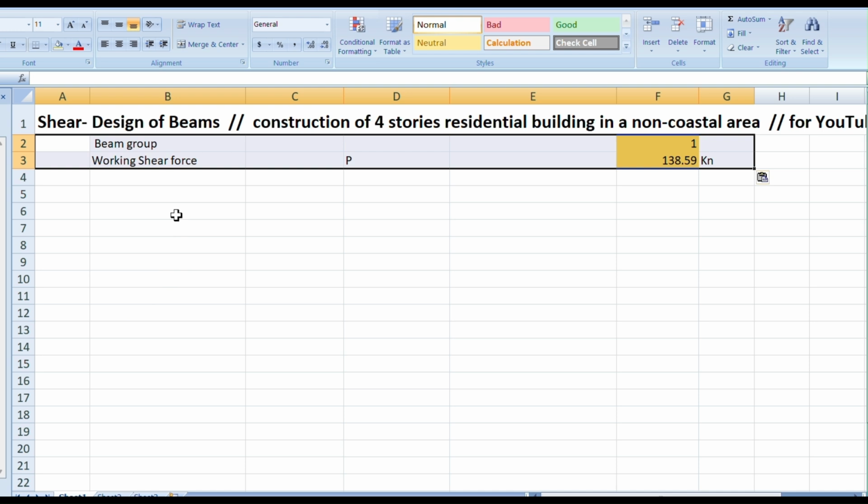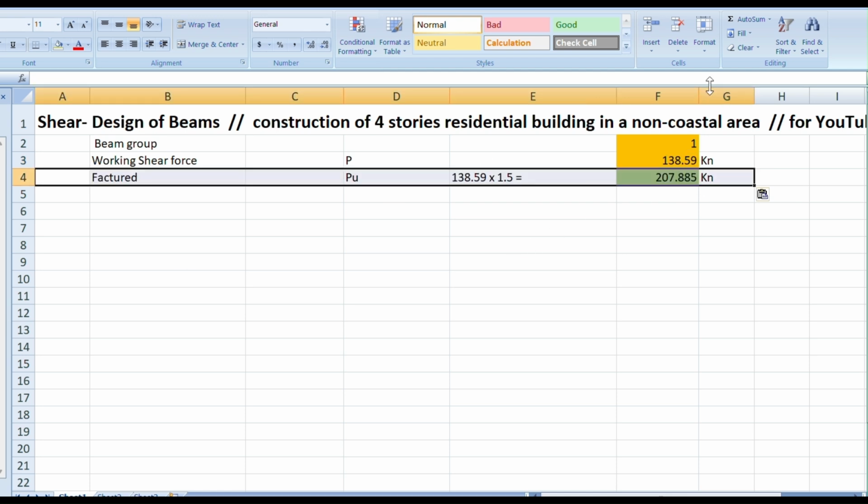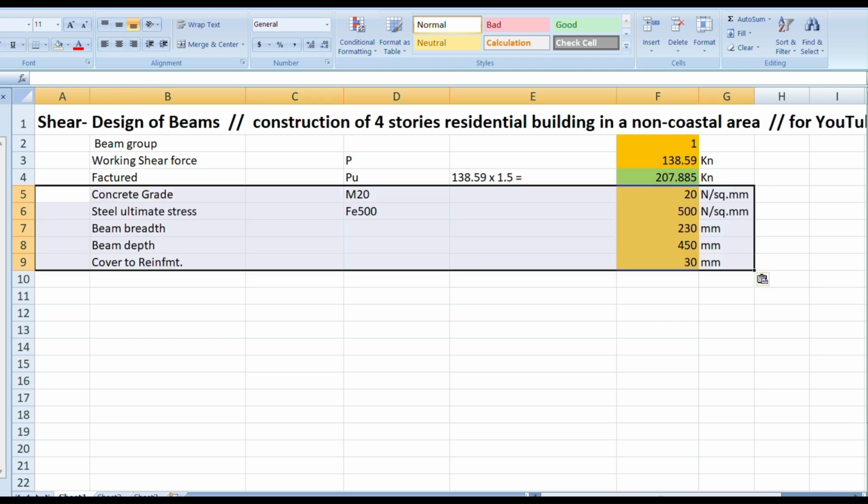First we are going to take group number 1, for which the working shear force, which we give the name P, is 138.58 kilonewton. So the factored load, including the factor of safety, is 138.59 into 1.5. The total is the factored load or design load. Design shear force.